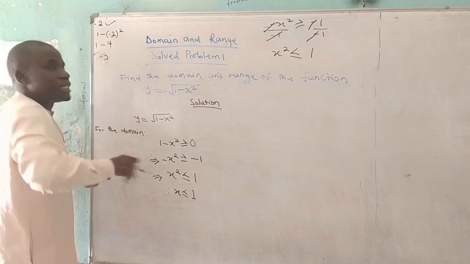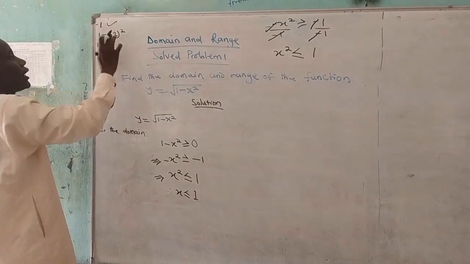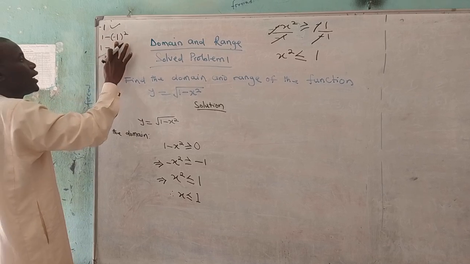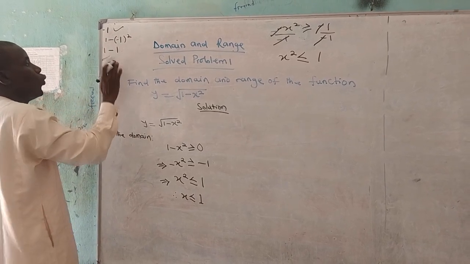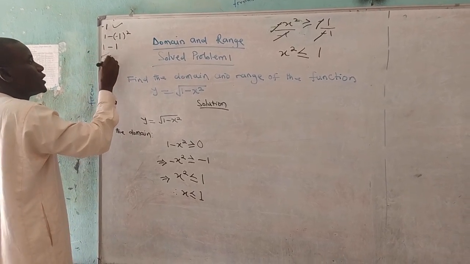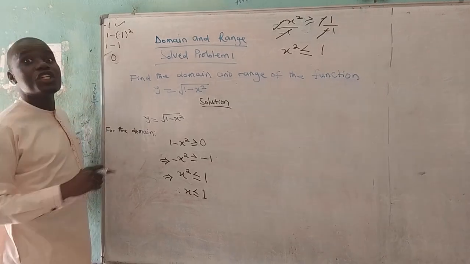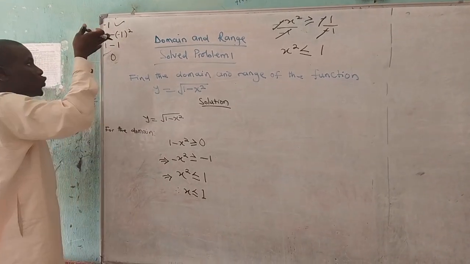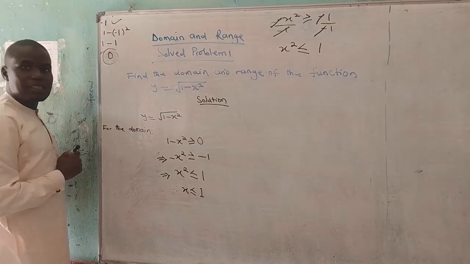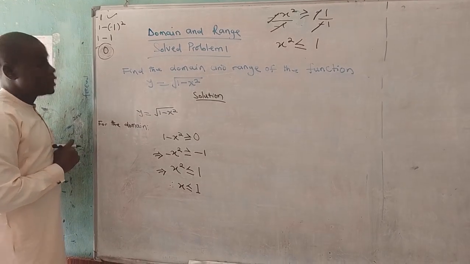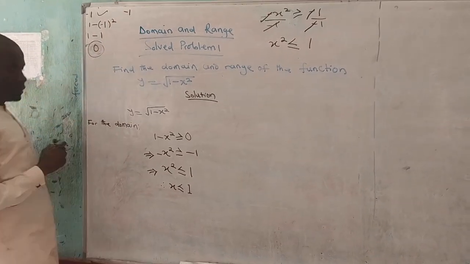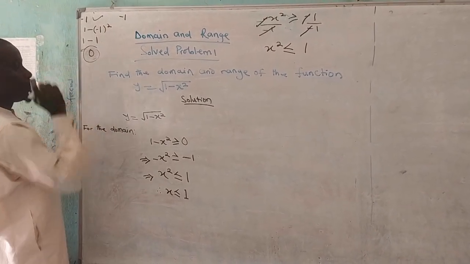Understand? But let's take minus 1. Minus 1 squared is what? 1. So 1 minus 1 is 0. So minus 1 is in the range, because when we take x as minus 1, we get a real value. Do you understand? So we have minus 1. Then let's put 0.